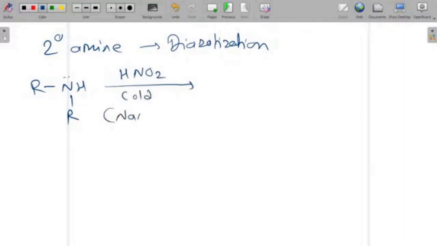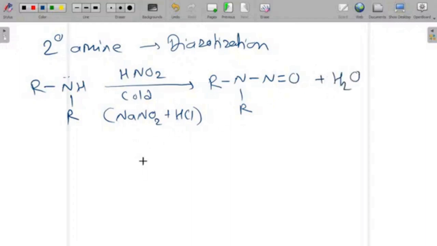Again NaNO2 plus HCl. You can write any one, or for your understanding I am writing both these reactants. This at cold condition forms R N R, then here N double bond O, plus H2O. This is nothing but the dialkyl nitrosoamine.